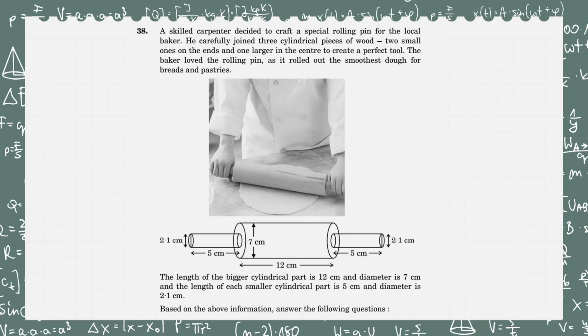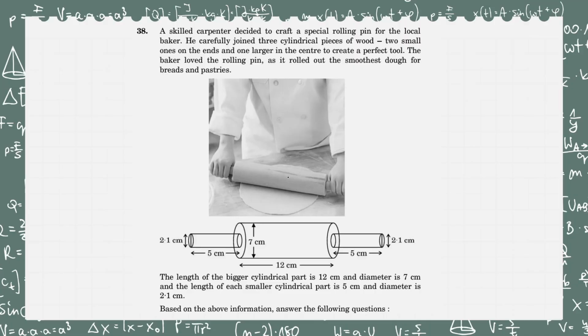This case study is based on surface areas and volumes related sums. A skilled carpenter decided to craft a special rolling pin for the local baker. He carefully joined 3 cylindrical pieces of wood, 2 small ones on the ends and one larger in the center, to create a perfect tool. The baker loved the rolling pin as it rolled out the smoothest dough for breads and pastries.